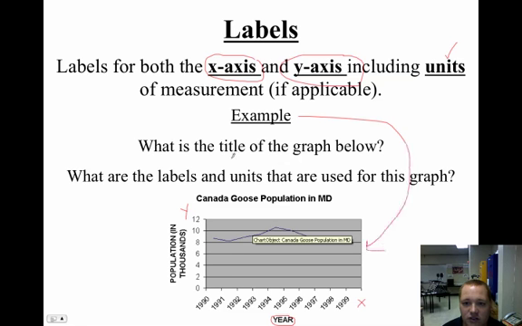What I'd like for you to do is answer these questions located here. You can pause for right now, and when you're ready, go ahead and unpause, and the answers will come up, and we'll go through those together.